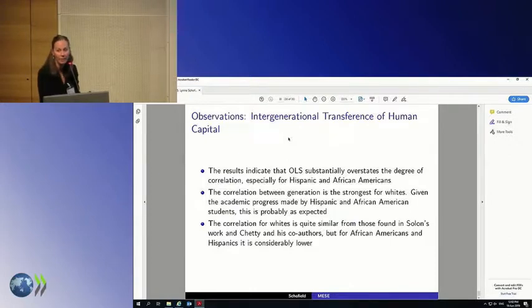One could argue that might make sense when you think about racial inequities that have existed in the United States, and the academic progress that's been made over the last 30 years or so by Hispanics and African Americans within the United States. But the correlation that we find is pretty similar to those found in Solon and Chetty and his co-authors for whites, but is substantially lower for blacks and Hispanics. And so we may have to think more carefully when we're doing this kind of work about separating out by race. So thank you very much.